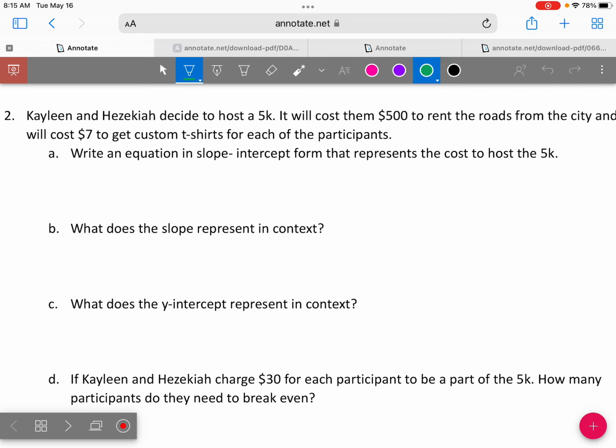So they give us a clue right here. It says it's going to be slope-intercept form. To me, that means y equals mx plus b. So we're going to have a linear equation here. Where are we going to fill in some numbers?